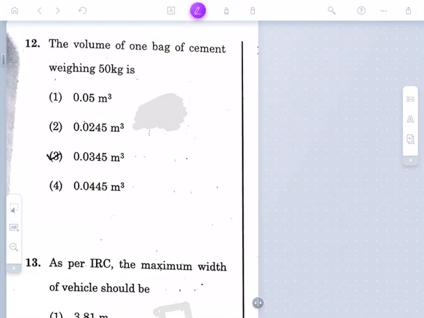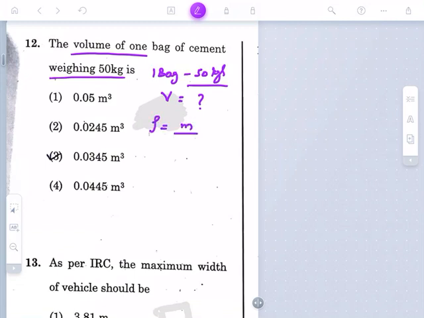The volume of one bag of cement weighing 50 kg. So what is the volume of the cement which is present in one bag of cement? See, one bag of cement will be equal to 50 kg. This is commonly known to everyone. But in this question, they are asking us to find the volume of cement present in one bag. Weight we know, that is 50 kgs. Then what is the volume? How to find the volume?